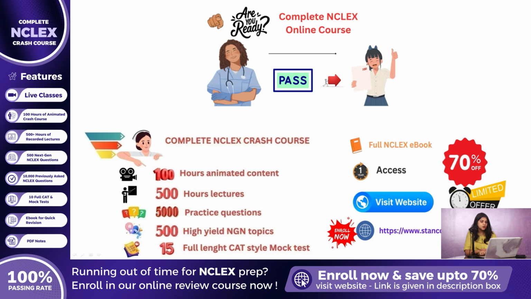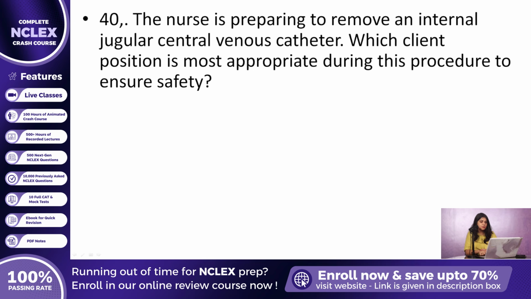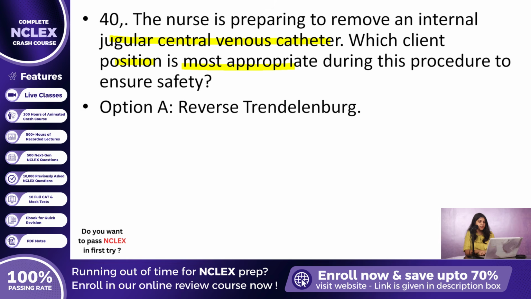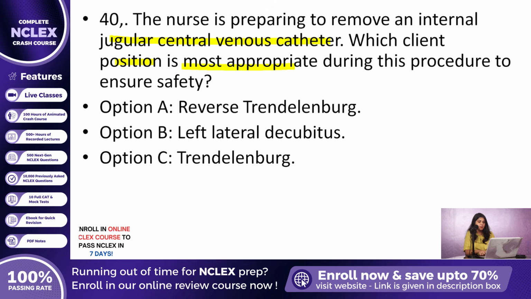Let us now transition into question number 40, which highlights procedural safety during central line removal. The nurse is preparing to remove an internal jugular, central venous catheter. Which client position is most appropriate during this procedure to ensure safety? Option A, reverse Trendelenburg. Option B, left lateral decubitus. Option C, Trendelenburg. Option D, high Fowler's.